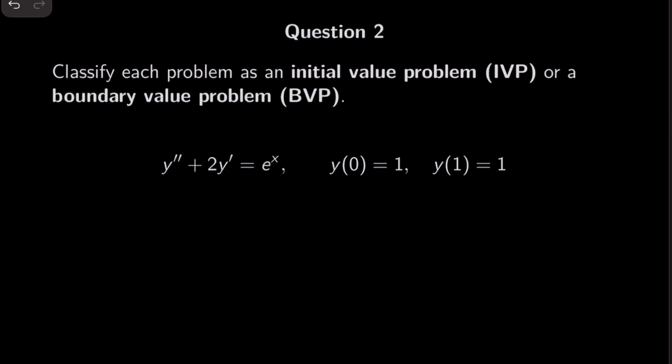So our second question, we focus on the subsidiary conditions. In this case, we have y of 0 is equal to 1 and y of 1 is equal to 1. In the first subsidiary condition, we have the value of the independent variable defined at 0, and in the second condition, we have the value of the independent variable defined at 1. So we have 0 and 1. Since the values are different, we call this a boundary value problem.